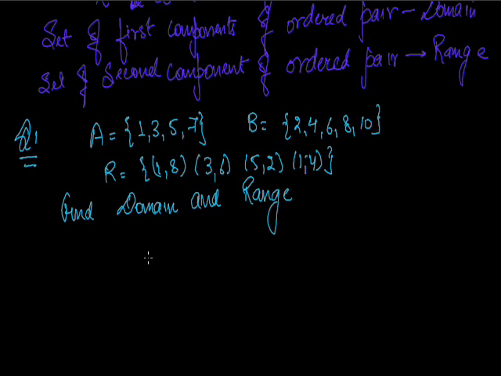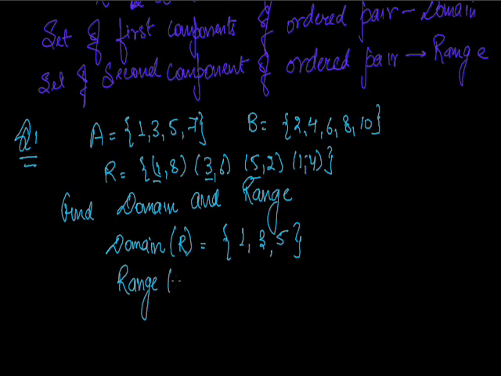In this case the relation is (1, 8), (3, 6), (5, 2), (1, 4). The domain is the set of first components of the ordered pairs, so the domain of relation R will be 1, 3, 5. Now the range is the set of second components of the relation, so the range will be 8, 6, 2, 4. These are the range and these are the domain.